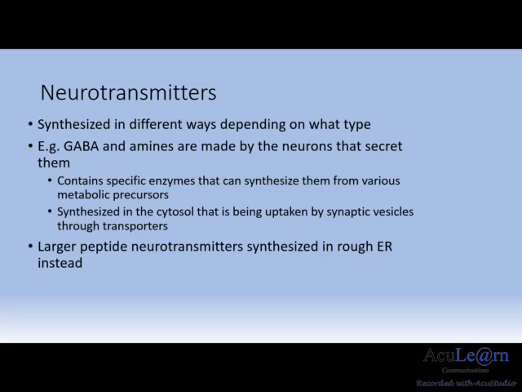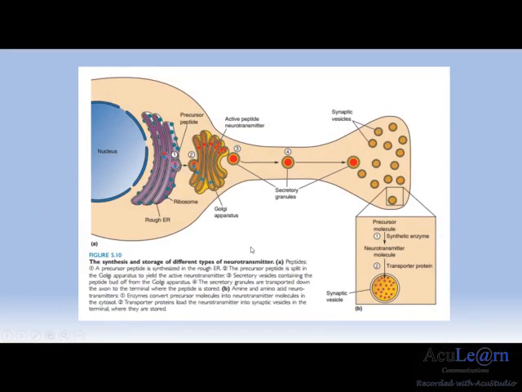The peptide neurotransmitters are different in the way they are synthesized too, as the synthesis occurs in the rough endoplasmic reticulum. The following diagram illustrates the two pathways in which the neurotransmitters are synthesized. For the smaller amino acids, the enzymes convert the precursor molecules into neurotransmitter molecules in the cytosol. This is followed by the assistance of transporter proteins that allow the synaptic vesicles to take up these neurotransmitters and store them.